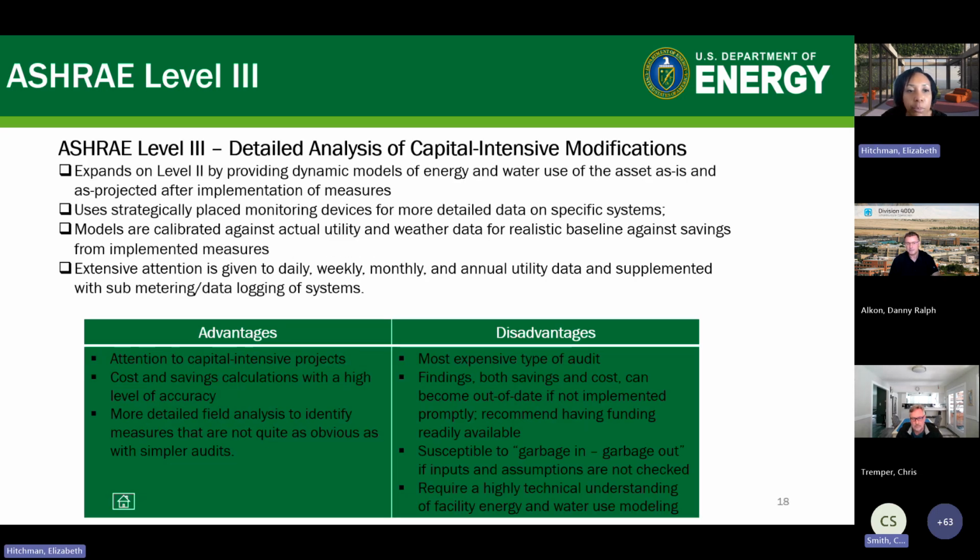The ASHRAE Level 3 is a much more detailed process, much more intensive, and obviously more expensive. When you're talking about commissioning, you actually put things on to monitor your devices. But because of the different types of commissioning that are available, this is not necessarily used all that often. But it does give what I would call daily, weekly, monthly information of utility data. And of course, this is necessary with submetering, which I'm sure many people are familiar with.